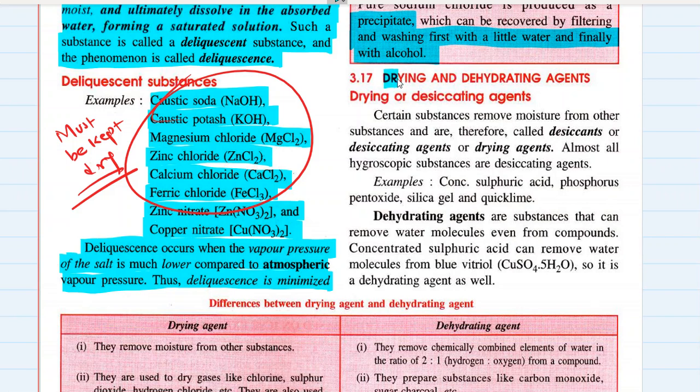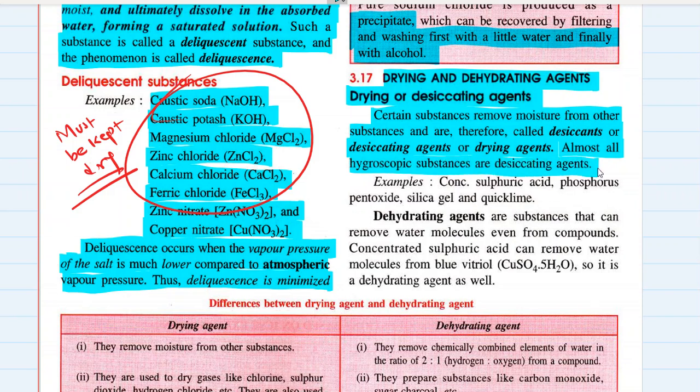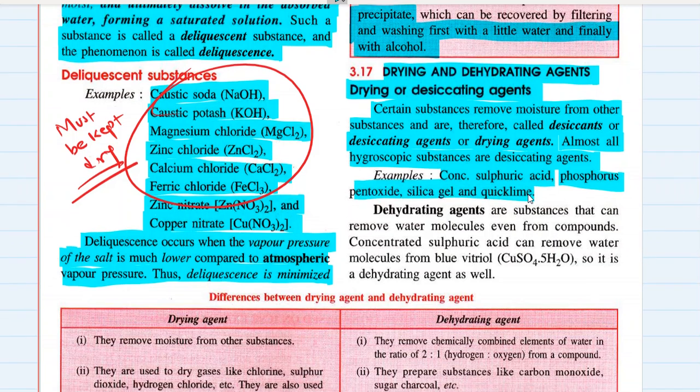Okay, the final term is drying and dehydrating agents, or desiccating agents. What are these? Certain substances remove moisture from other substances and are therefore called desiccants, desiccating agents or drying agents. Almost all hygroscopic substances are desiccating agents. So this is studying hygroscopic substances in depth. For example, concentrated sulfuric acid, phosphorus pentoxide, silica gel, and quicklime are all hygroscopic substances.